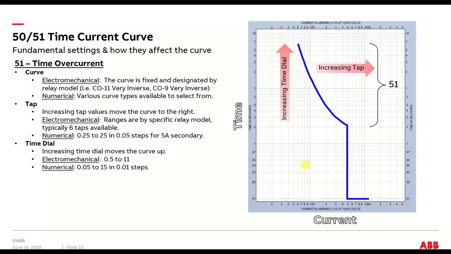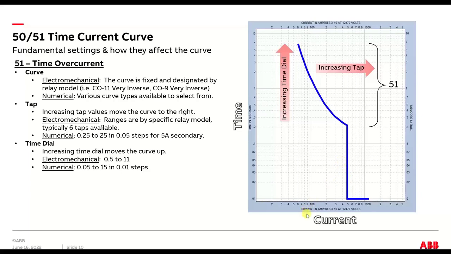Jumping into it, I wanted to break down the standard overcurrent for a relay. It consists of a couple different components, and I wanted to show them graphically on its time current curve. Hopefully, a lot of you are familiar with the general concept of the time current curve. But in summary, it's a graph that represents when and under what conditions the circuit breaker or relay is going to operate, trip, essentially.